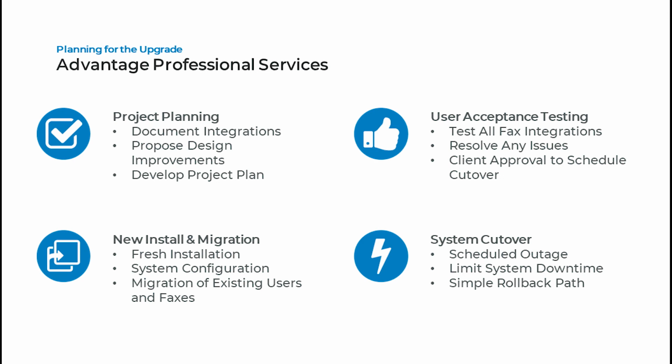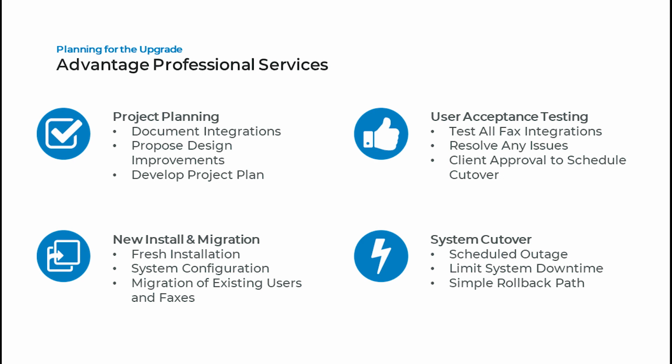So let me walk you through a typical upgrade PS project. We break the upgrade into 4 phases. Phase 1 includes assessments, proposals, and project planning. During this phase, we will document integrations, propose design improvements, and develop a solid project plan. Phase 2 entails a new installation of the RightFax software, system configurations, and migrating existing users, faxes, and any other data.